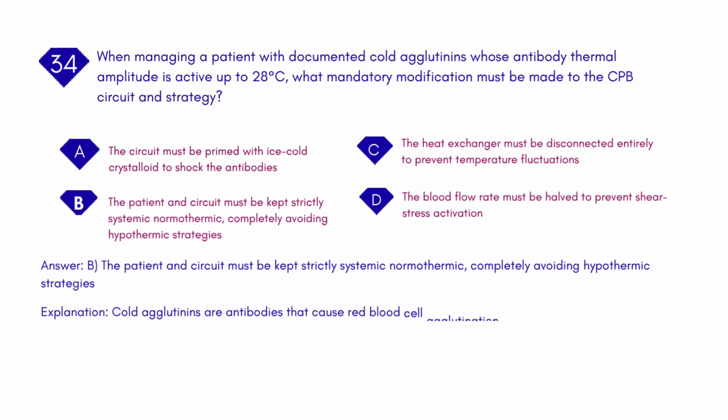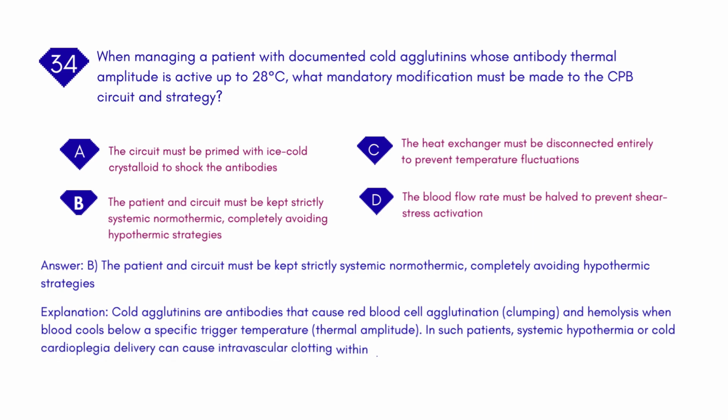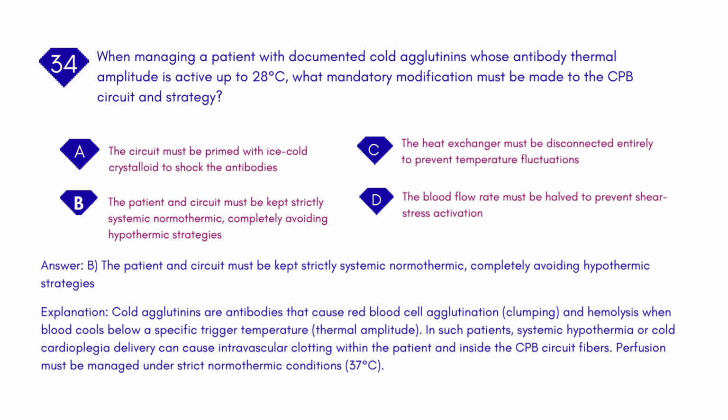Explanation: Cold agglutinins are antibodies that cause red blood cell agglutination, clumping, and hemolysis when blood cools below a specific trigger temperature, thermal amplitude. In such patients, systemic hypothermia or cold cardioplegia delivery can cause intravascular clotting within the patient and inside the CPB circuit fibers. Perfusion must be managed under strict normothermic conditions, 37°C.